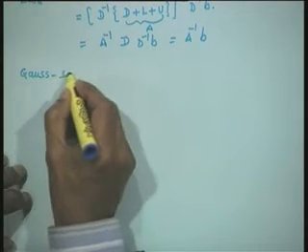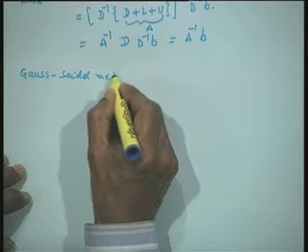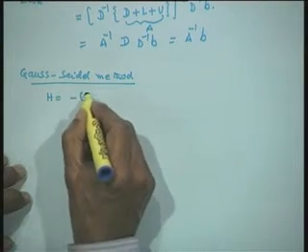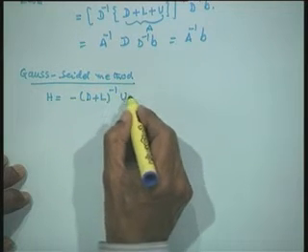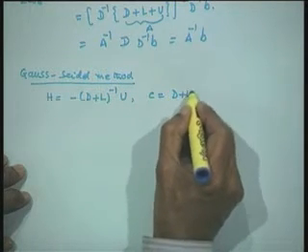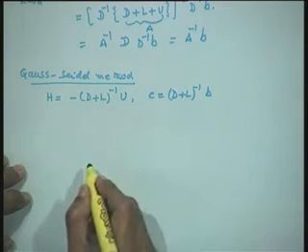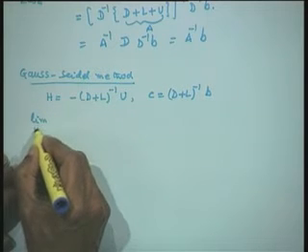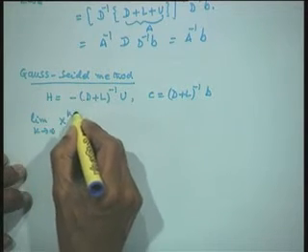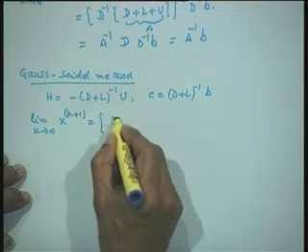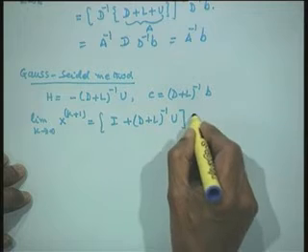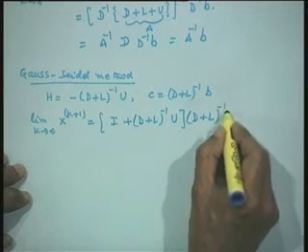Now, let us also see what would happen to Gauss-Seidel. Now, in the case of the Gauss-Seidel method, we have H is minus of D plus L inverse of U, and C was D plus L inverse of B. Therefore, let us repeat what we have done there, limit of k tending to infinity x k plus 1 is I minus H, that is I plus D plus L inverse of U, D plus L inverse of B.